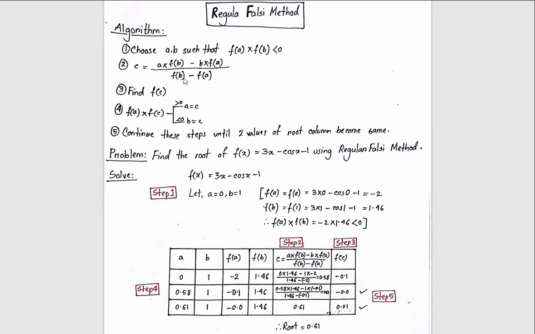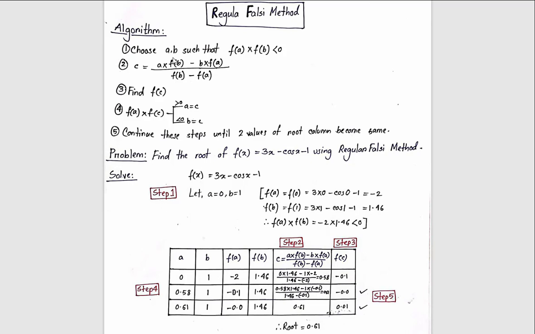Now we will have to continue these steps until we get two roots which are the same in the root column. Now let's have a look at the problem, and then these confusions will get clear. The question is, find the root of f(x) = 3x − cos x − 1 using the Regula Falsi method. I kept the function the same so it will be easier for you to understand that whichever method you follow, ultimately the root will be the same.